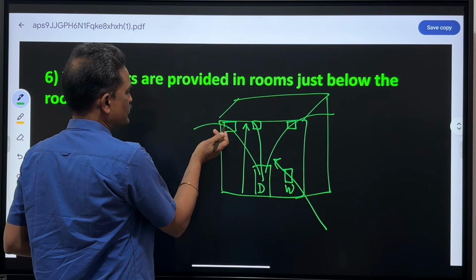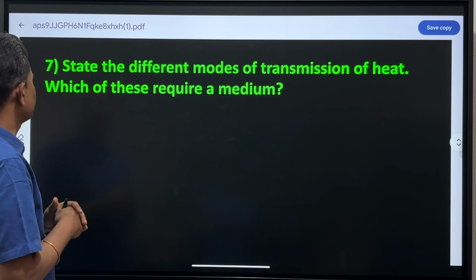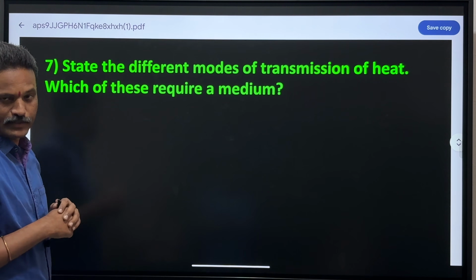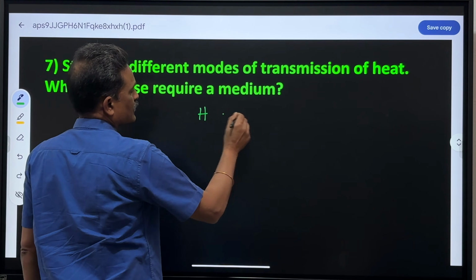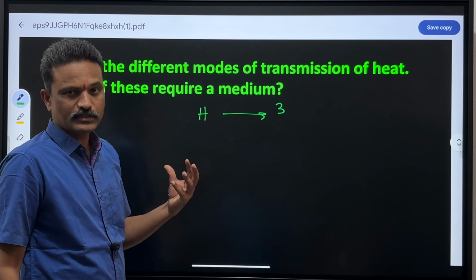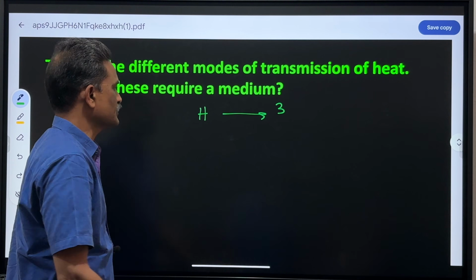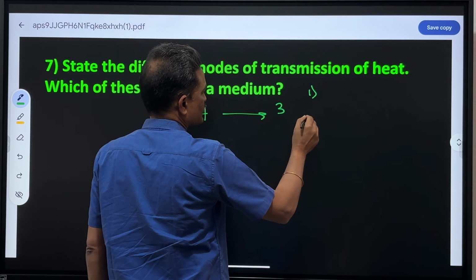So in order to escape the hot air, state the different modes of transmission of heat. Which of these require a medium? Heat transfer can take place in three ways. There are three processes through which heat can go from one place to another place. So heat can be transferred in three processes.